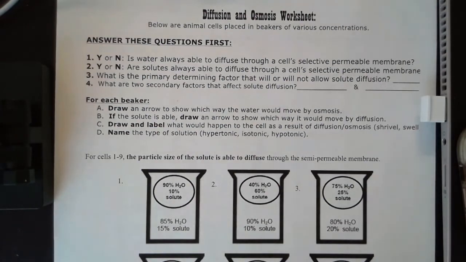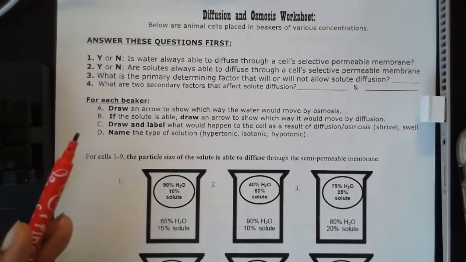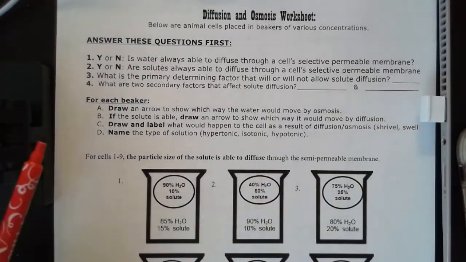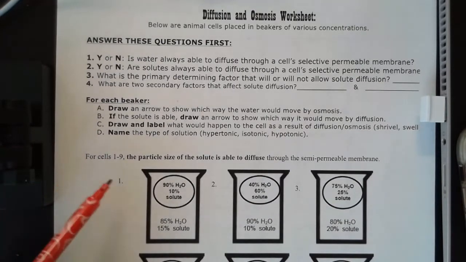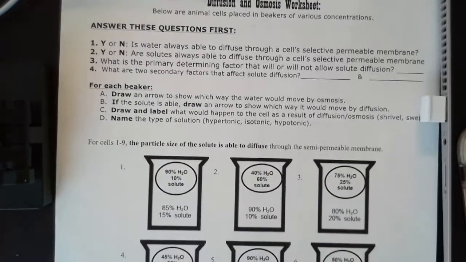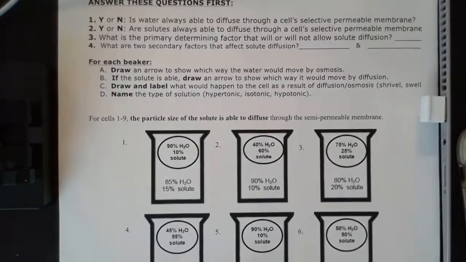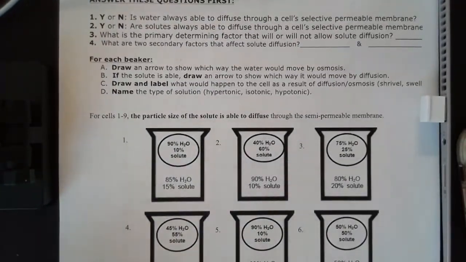Hey guys, so I just wanted to go over this diffusion and osmosis worksheet that I gave you for homework. I know third bell, we did go over a couple of questions, but fourth bell, we did not. So you're going to answer questions 1, 2, 3, and 4 using your notes. Then for numbers 1 through 9 at the bottom, I'm going to show you how to solve these.